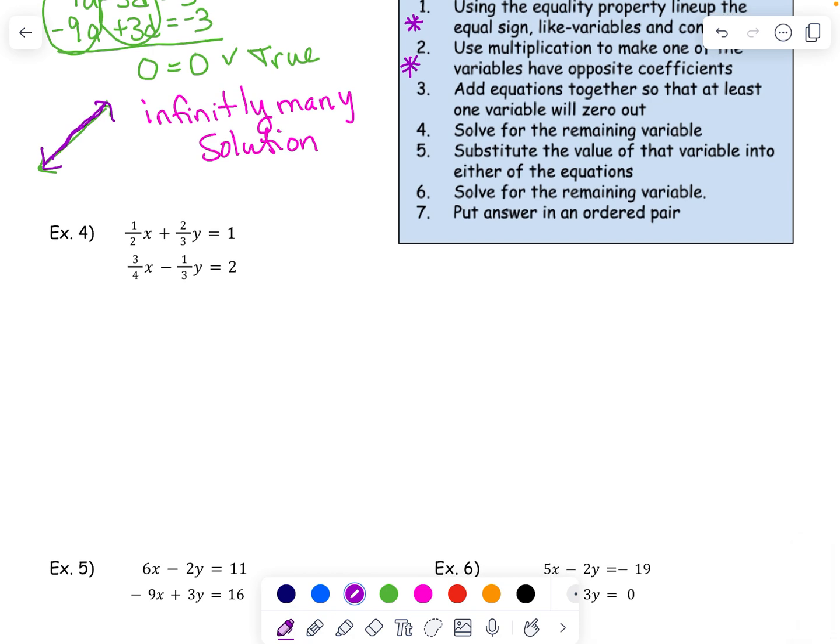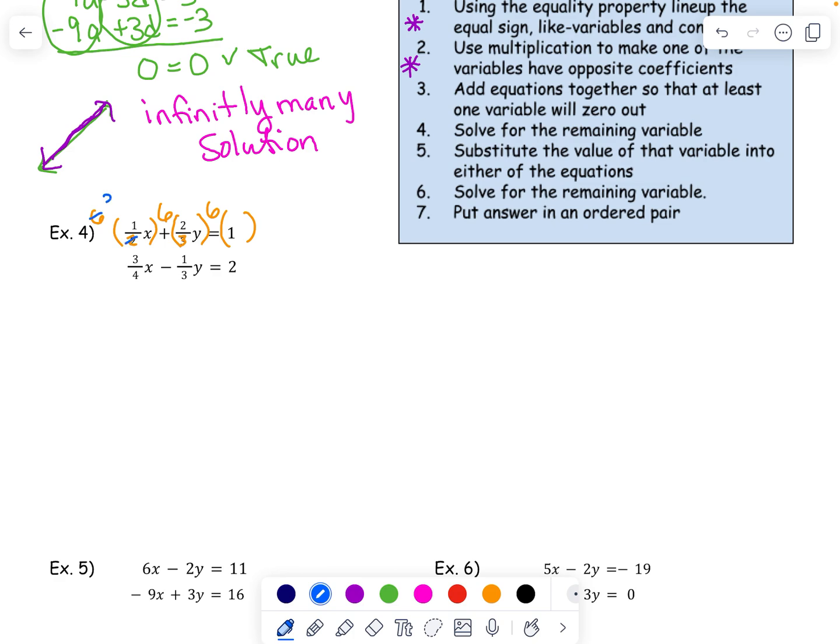So this would be consistent and dependent. Okay, the next one, you guys, notice how we have fractions. Well, yuck, right? So we are going to get rid of those before we even start. And so if I have a 2 at the bottom and a 3 at the bottom, I can multiply everything by 2 and then multiply everything by 3, or I could just multiply everything by their product, which is 6. That's the lowest common multiple, right?